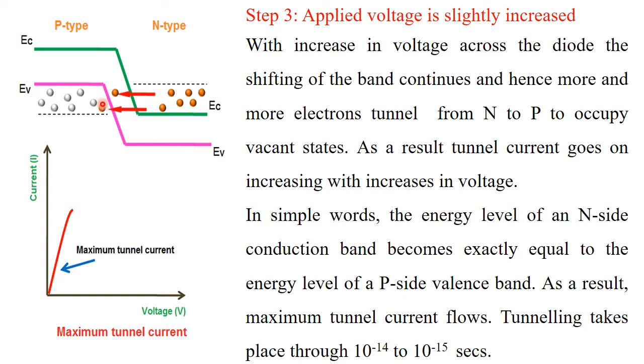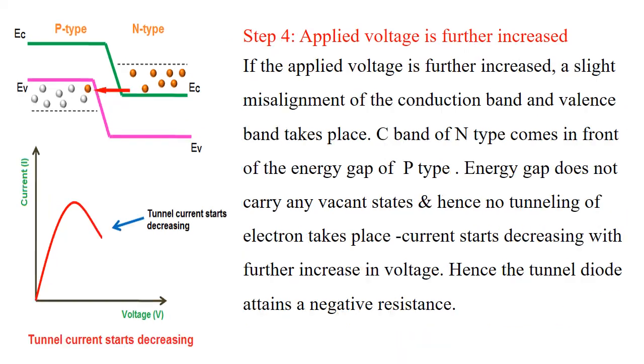So more and more electrons are crossing the depletion region, and they are trying to occupy this vacant state, and as a result the tunnel current is also increasing. So tunneling of the electron keeps on increasing as we keep on increasing the voltage across the tunnel diode, and hence the maximum tunnel current keeps on flowing. Tunneling takes place in a very short interval of time, that is within 10 to the power minus 14 to 10 to the power minus 15 seconds.